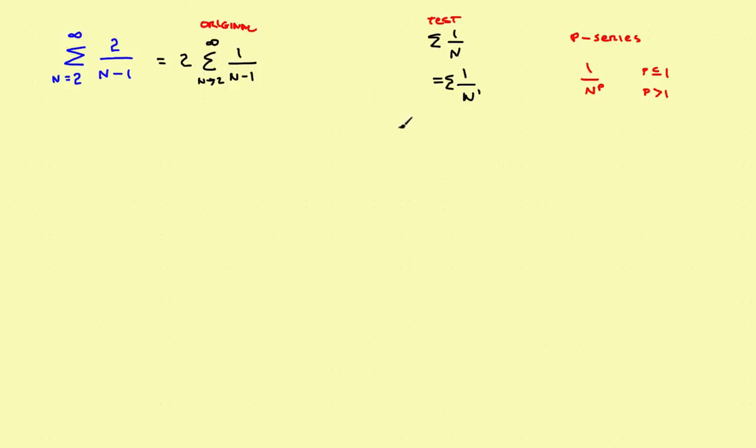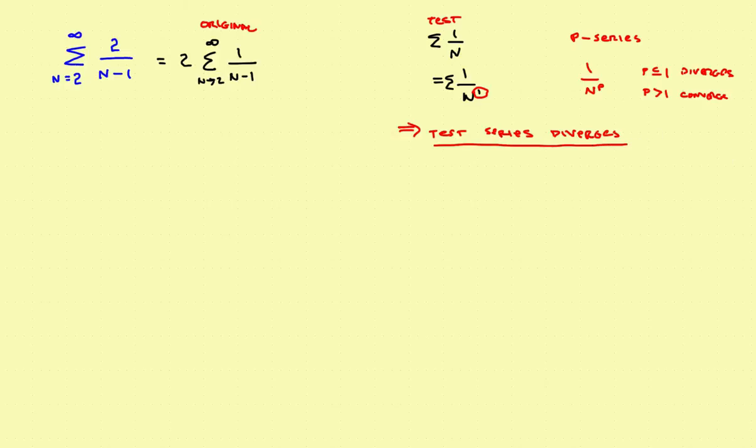We'll go ahead and put it right here. This is a p-series with p equal to 1, therefore it diverges. That's what this is here. If p is greater than 1, then it would converge. Well, in this case, we've got p equal to 1, so this test series diverges. So you know that the test series diverges.